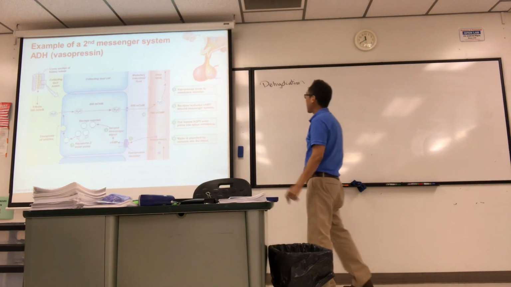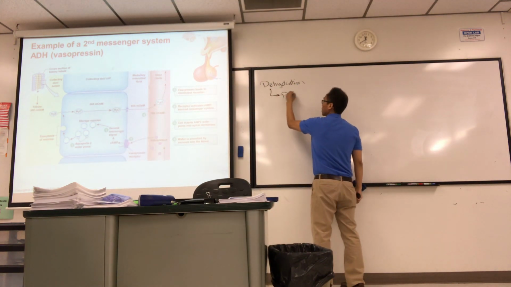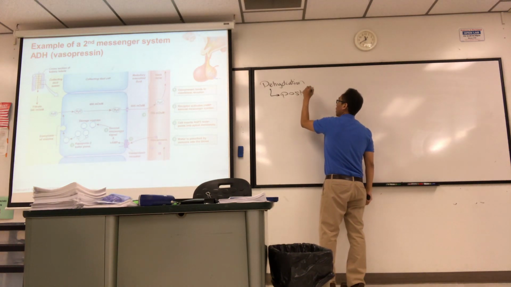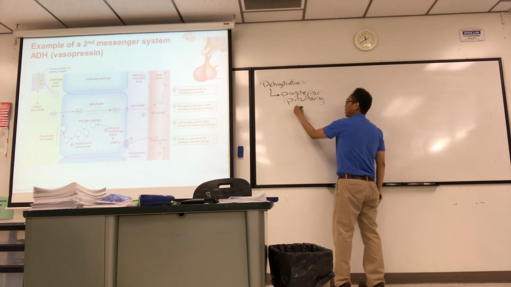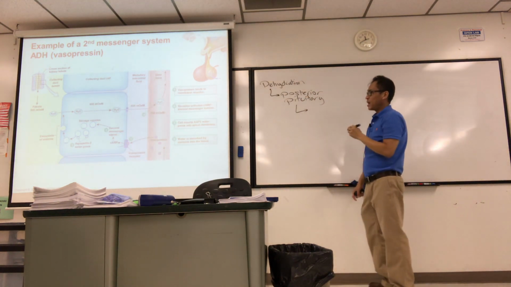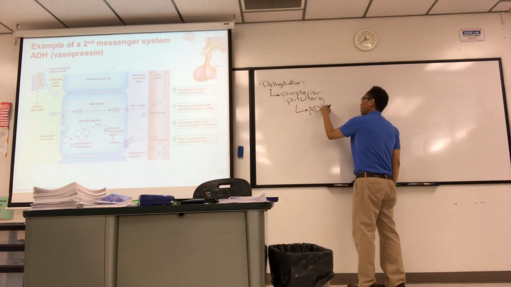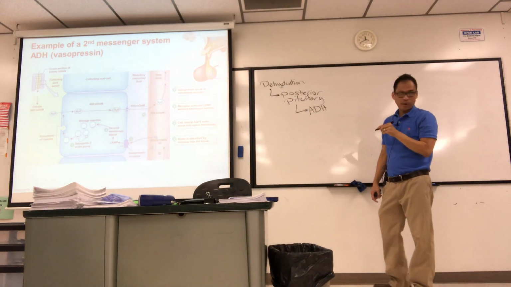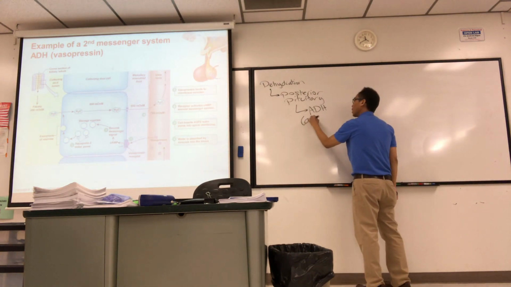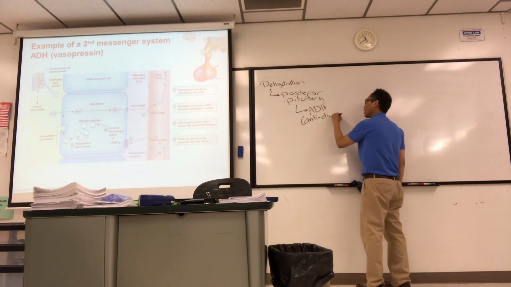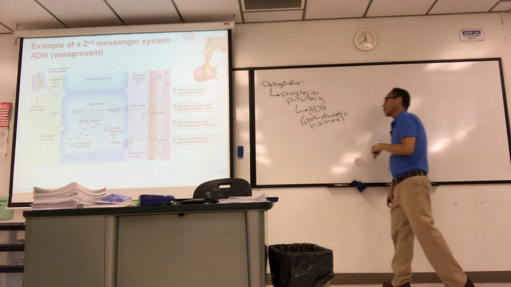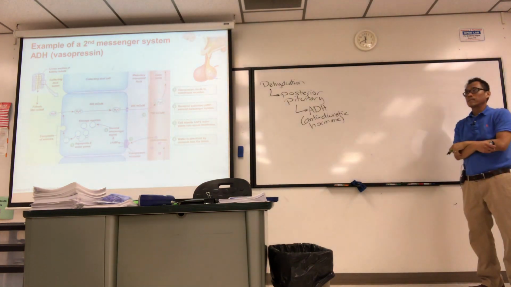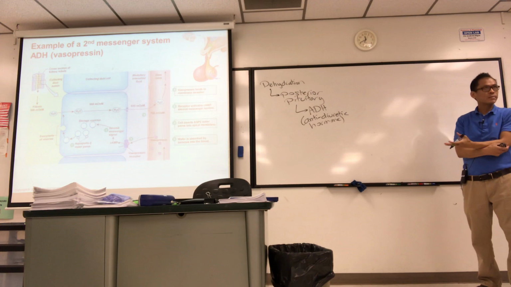But dehydration will cause the posterior pituitary to secrete the hormone ADH, which stands for anti-diuretic hormone. A diuretic, say for example alcohol, is something that increases your urine output.